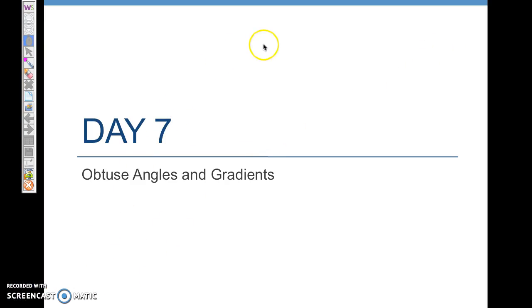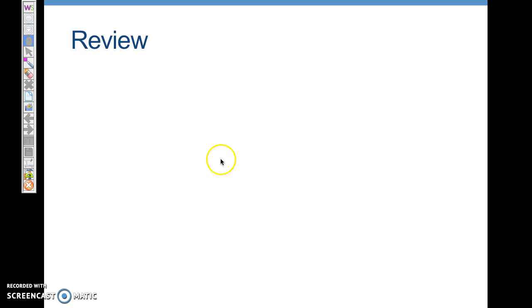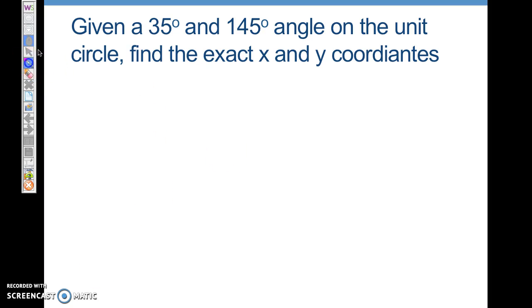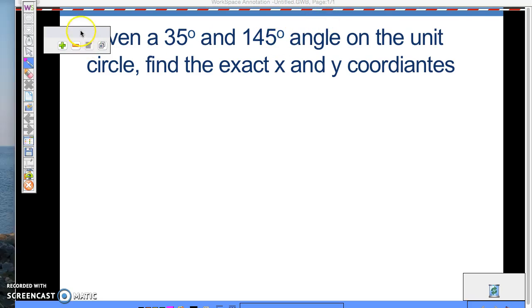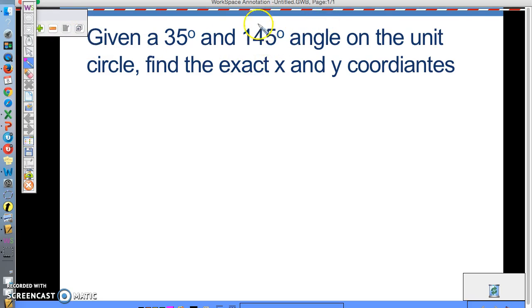For day 7, we're going to be taking a look at obtuse angles and gradients. Alright, so the first one we're going to look at is we're asked to find the x and y coordinates of a 35 and 145 degree angle.